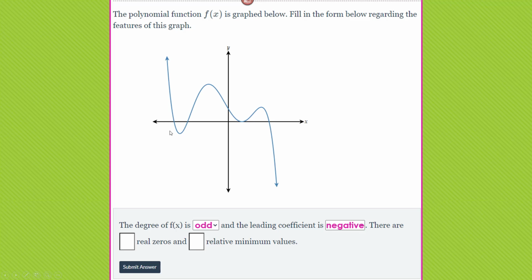Okay, and I'm either touching or crossing the x-axis at 1, 2, 3, 4 places. So I've got 4 real zeros, and it looks like I have 1, 2 relative minimum values.